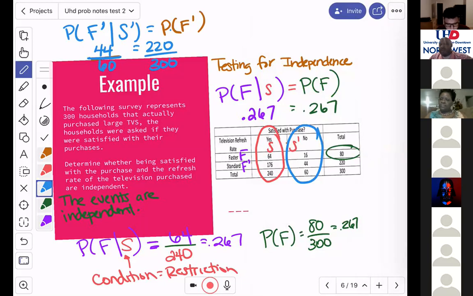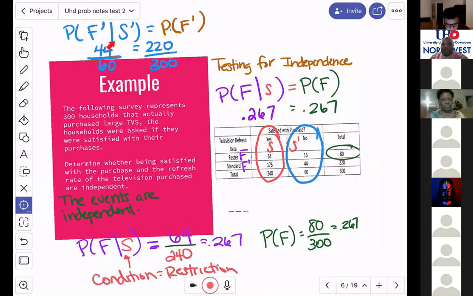That's because what does independence mean? If this event occurs, it has no effect on the other event occurring, which means whether you get a faster or a standard rate, it has no effect on you being satisfied or not satisfied. And you've shown that mathematically through two different conditions. When you test for independence, you have to establish a condition first and then set it equal to a marginal.